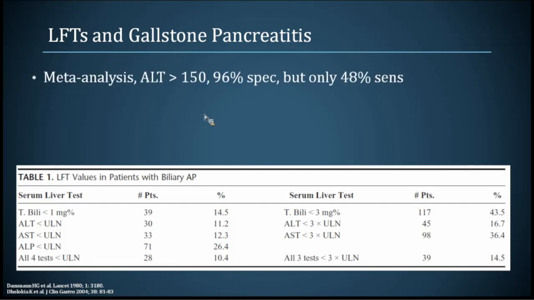This is always a question that comes up. An ALT over 150 is 96% specific, so basically meaning you can be pretty sure if they come in with pancreatitis and a high ALT, it's gallstone pancreatitis. Of course, it's helpful to know that they have stones in their gallbladder.